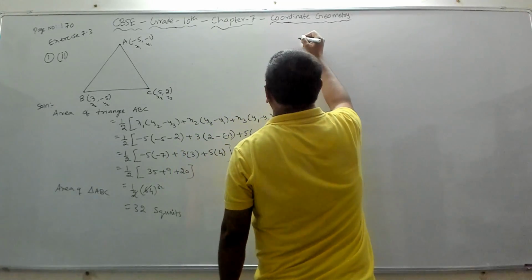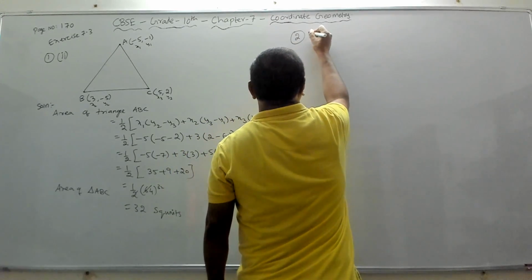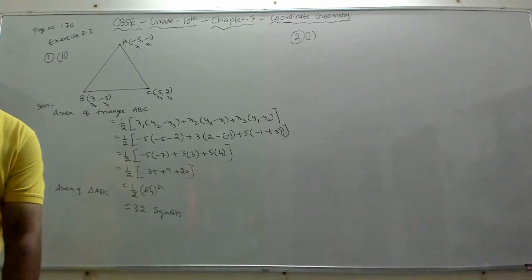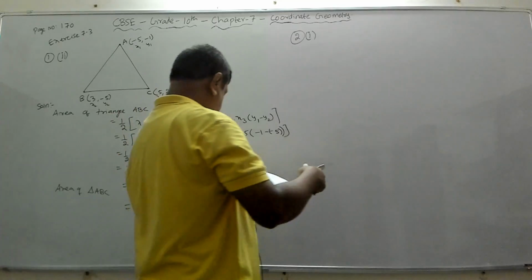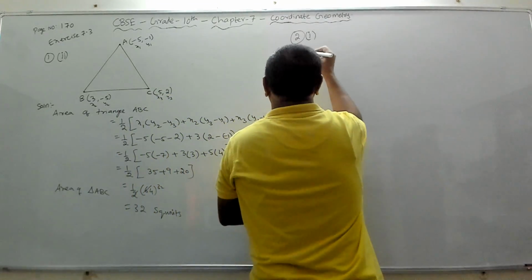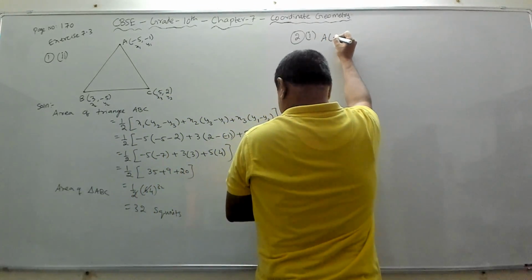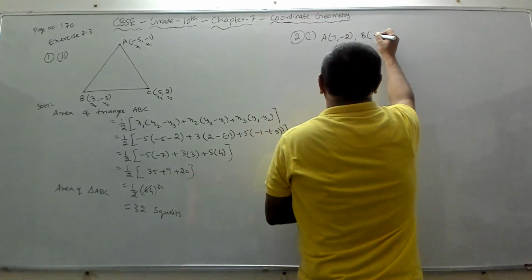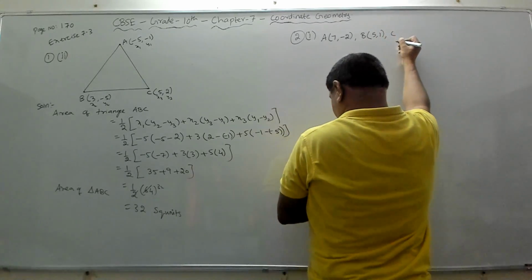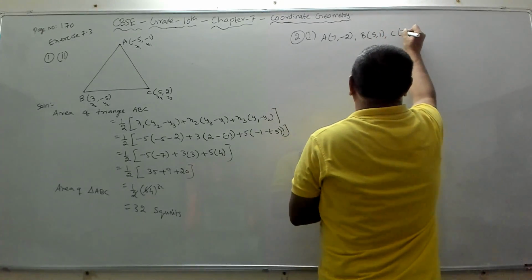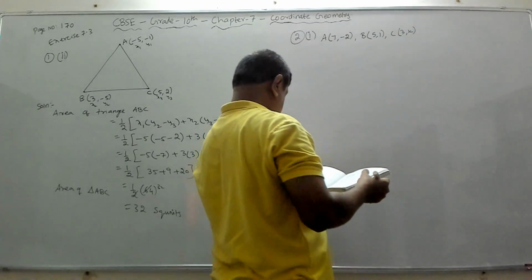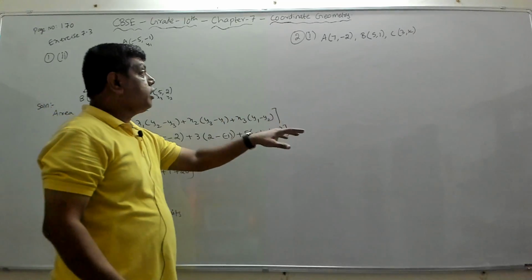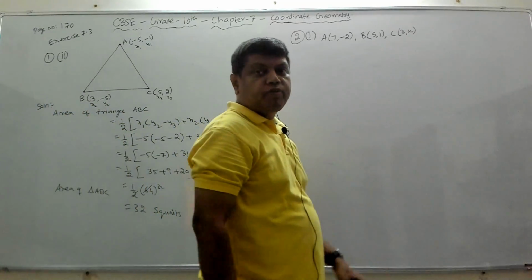The next one is the second question, first subdivision. So the three vertices are given and they say that they are collinear. We'll take them as A of 7 comma minus 2, B of 5 comma 1, C of 3 comma K. So three points are given, and also it is given that these points are collinear. We have to find the value of K.